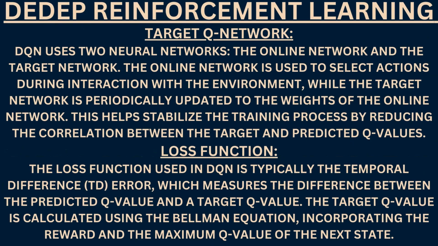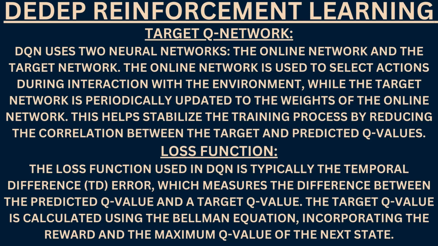Target Q network. DQN uses two neural networks, the online network and the target network. The online network is used to select actions during interaction with the environment, while the target network is periodically updated to the weights of the online network. This helps stabilize the training process by reducing the correlation between the target and predicted Q values.